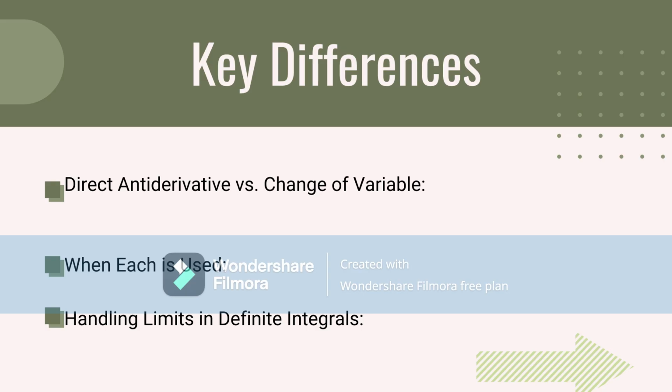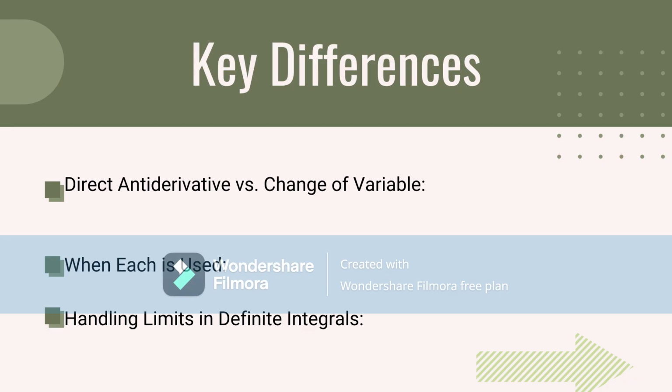So, what are the differences between the fundamental theorem of calculus and the substitution method? First, direct antiderivative versus change of variable. With the fundamental theorem of calculus method, you directly find an antiderivative F of x for f of x and then evaluate F of b minus F of a. With substitution, you first identify a component of the integrand that simplifies the expression, change the variable, and then find the antiderivative in terms of u before converting back to x, or changing the limits directly.